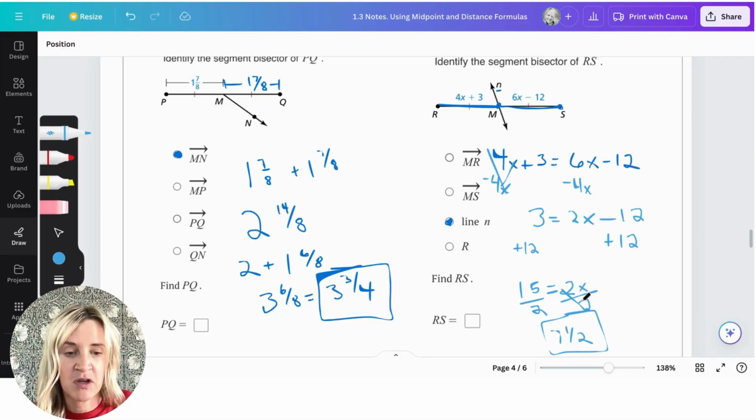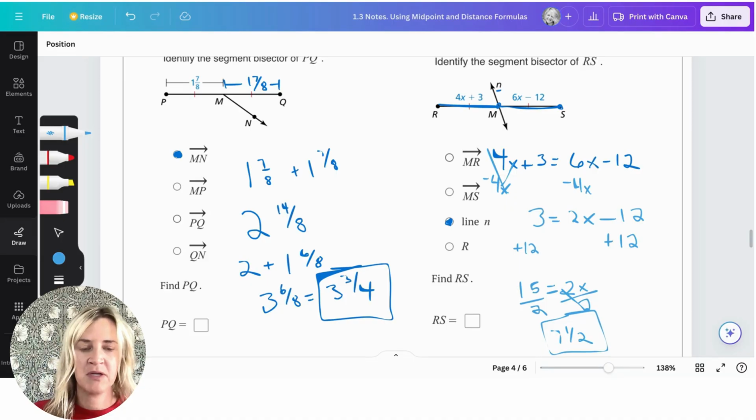If you're having struggles with this algebra part when you solve these equations, this is geometry, but there is algebra in geometry. So at this moment right here, if you're like, wait, I don't remember the algebra part, please reach out to your teacher so we can set you up with a plan of action.